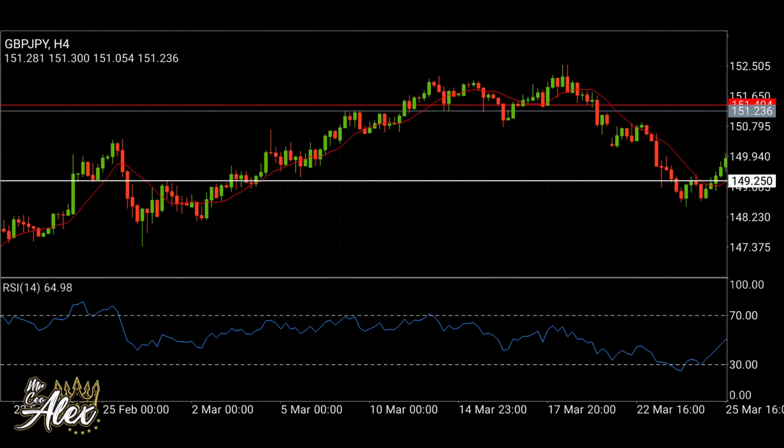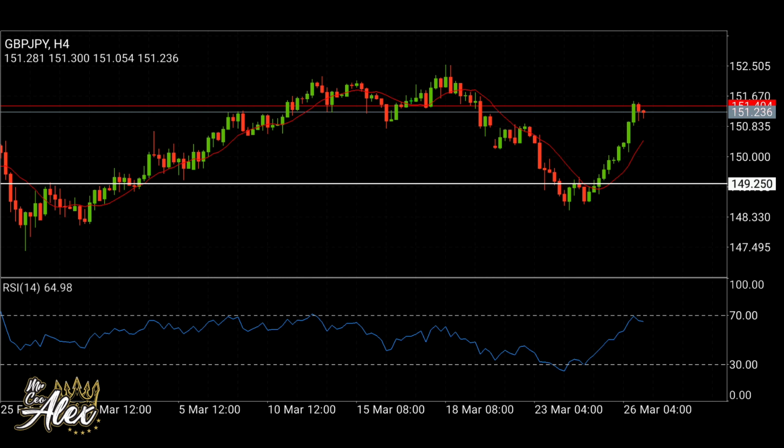Right. So that's what I'm looking for this pair, to sell it to around the 149.250 area, and then watch to see if price is gonna continue to the upside. But this market is very, very overbought. So I'm looking to go ahead and sell this pair. Hopefully we can potentially get it lower.